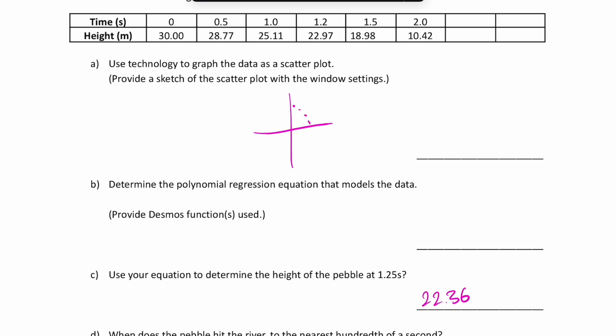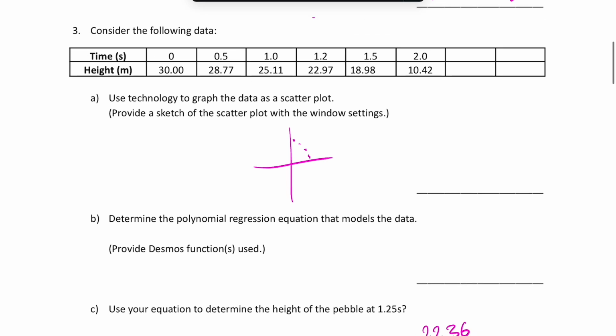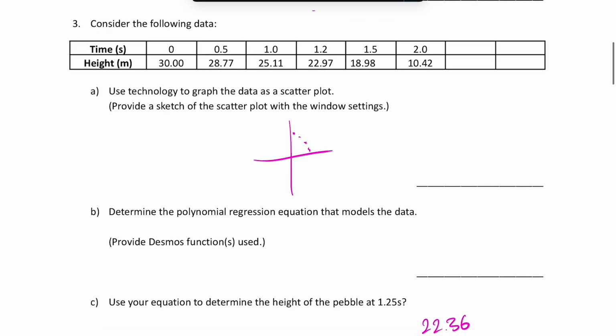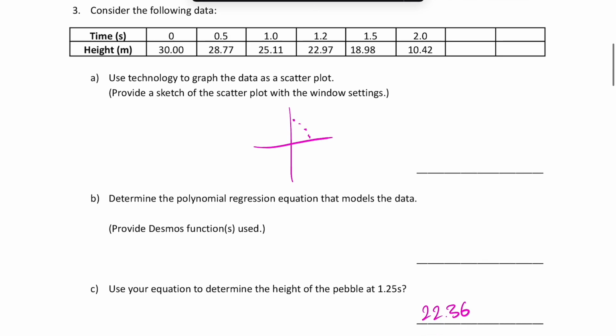Okay, so for A, it says provide a sketch. I guess I did that, like this is a sketch of it. I don't know if that's actually what they want. And then on the answer key here, they put the domain and range, but it doesn't ask for that here. So I'm not sure what they put that there for. But maybe you need that. Put that just in case, I guess. I've taught you how to do that before.